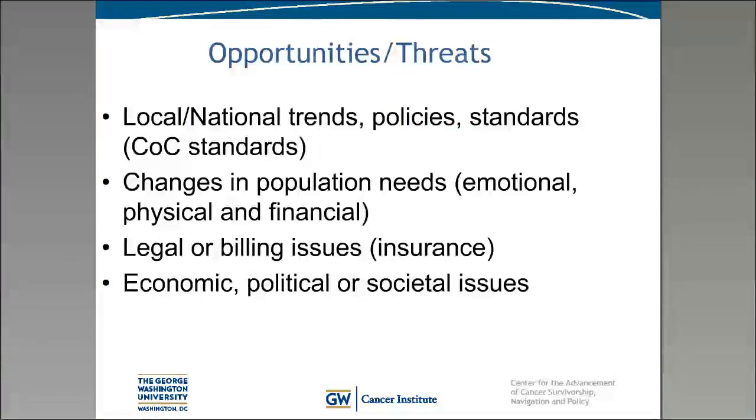So opportunities and threats, again, are the ones that are external to your organization. So some things to consider include, do the new Commission on Cancer Standards influence the direction of your organization? Think about the Affordable Care Act and expansion of insurance coverage and change in Medicare and Medicaid coverage policies. Given expanding Medicaid eligibility, this population will grow significantly. Does that impact your organization? Have you seen changes in your patient population? Are they getting older, more obese, or struggling more financially? Is there an issue with billable services for your program? How do you fund your services? Are those services reimbursable? And also consider the economic, political, or societal issues going on in your area that may influence your institution or organization.